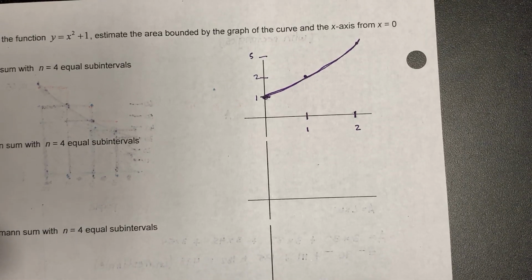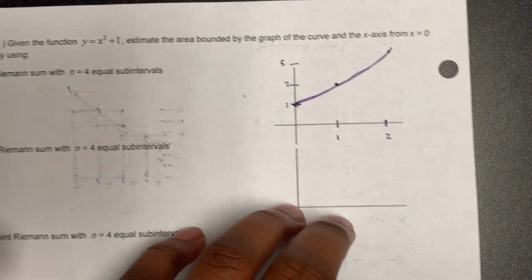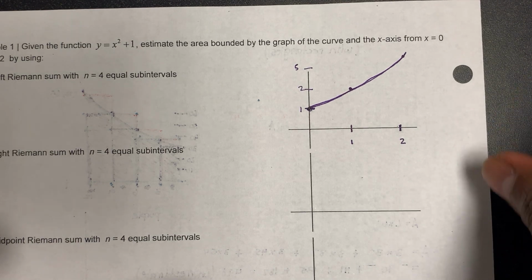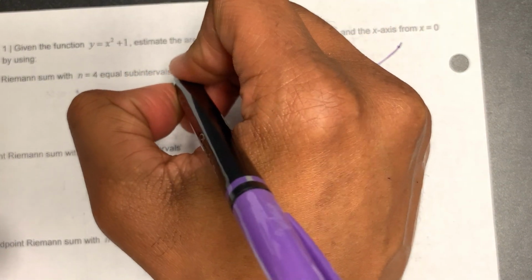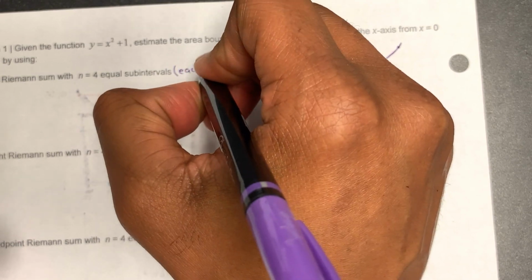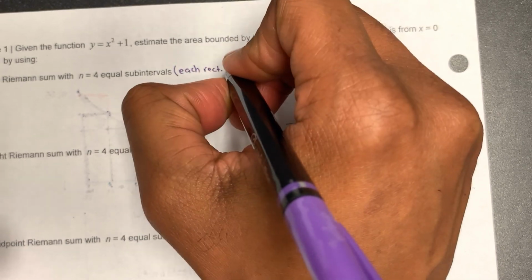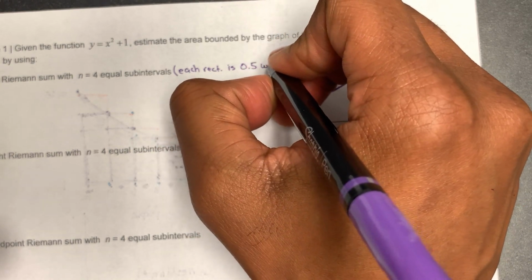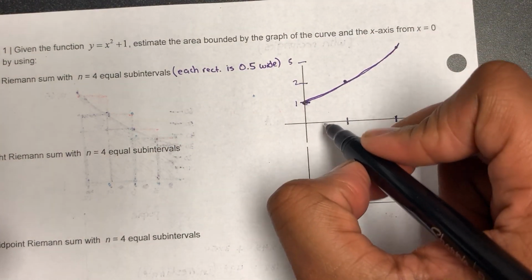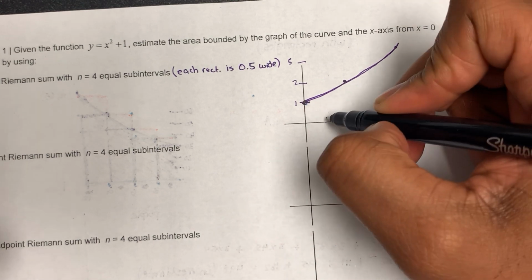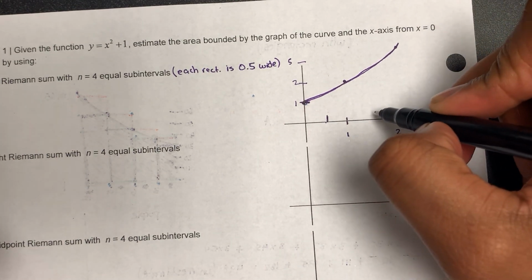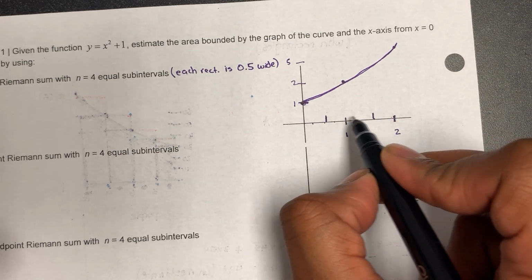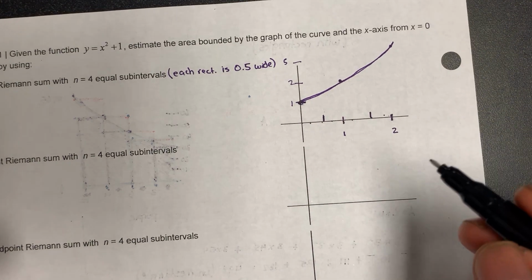Using a left Riemann sum with n equals 4 subintervals. That means that to have equal subintervals, each rectangle is 0.5 wide. So we'll need to have a rectangle here and another rectangle here. So 1, 2, 3, 4.